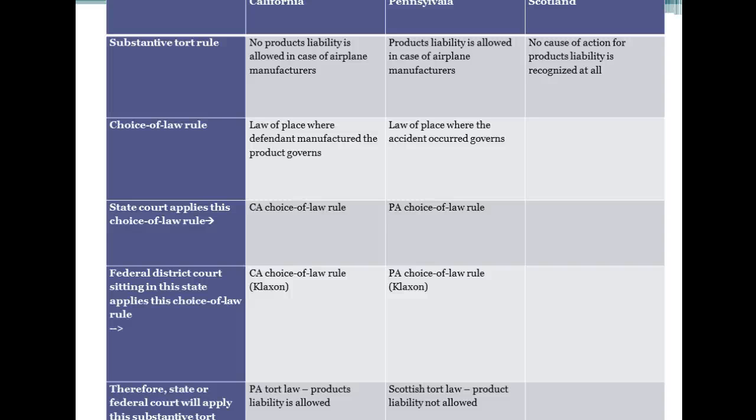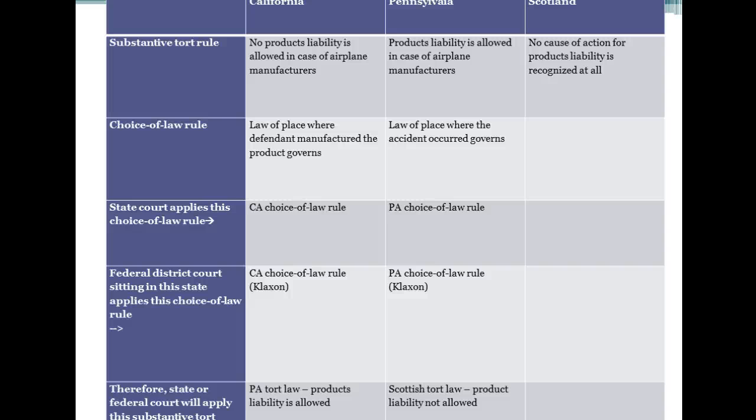So therefore, adding it all up, if the plaintiff were to file either in state court or in federal court in California, that court is going to apply Pennsylvania tort law. Why? Because California's choice of law rule is that the law of the place where the defendant manufactured the product governs, and Pennsylvania is where the defendant manufactured the plane, and Pennsylvania's substantive tort rule is that products liability is allowed.